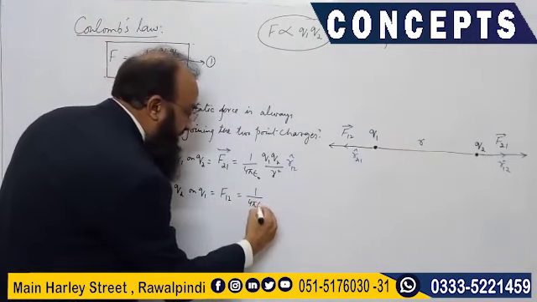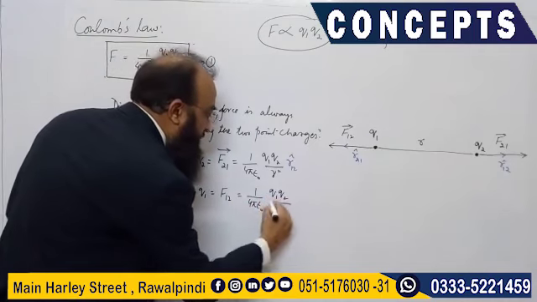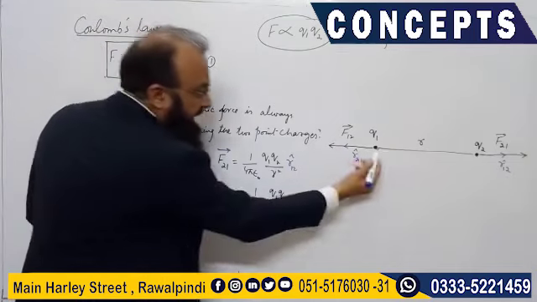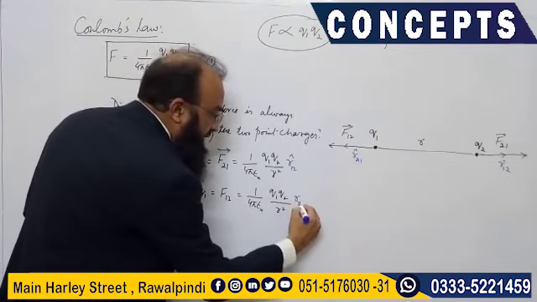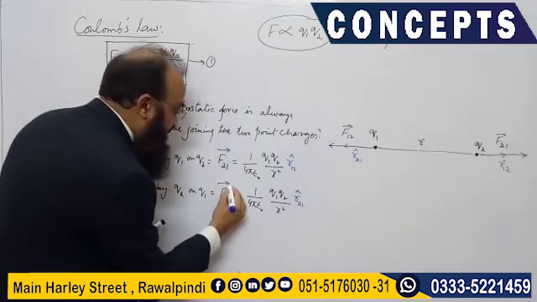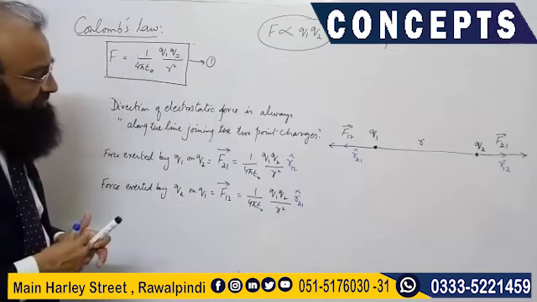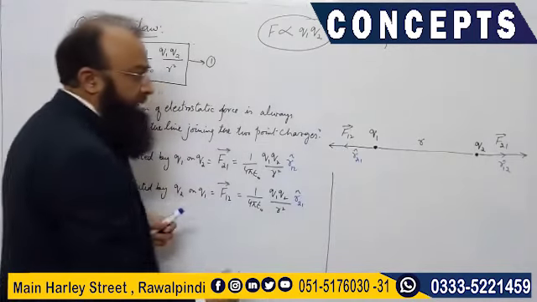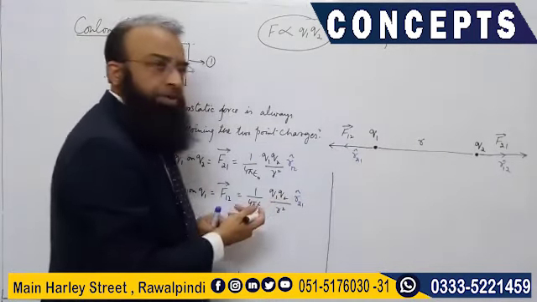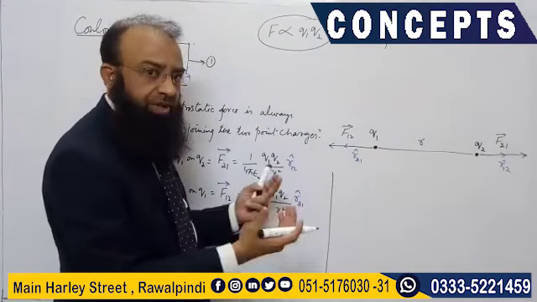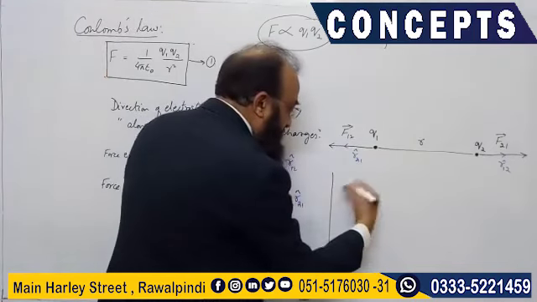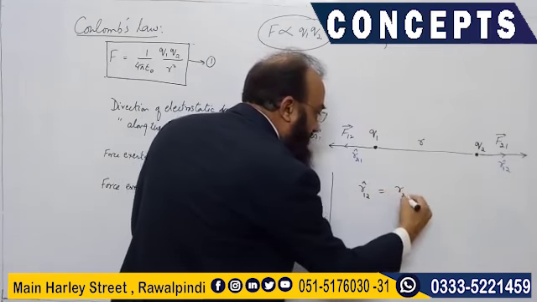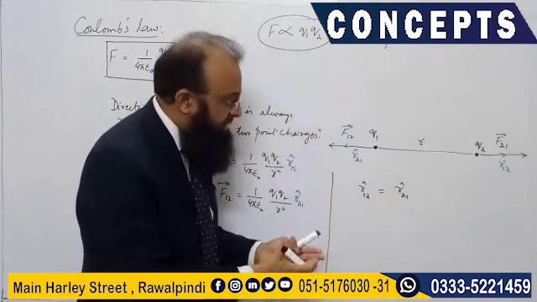So 1 over 4 pi epsilon naught Q1 Q2 over r square. Again, we have to represent this vectorially, and in this direction the unit vector is R21. So you multiply it with this and this becomes a vector. Now you see from the figure, R12 and R21 are in opposite directions. Both are unit vectors, so they are equal in magnitude.